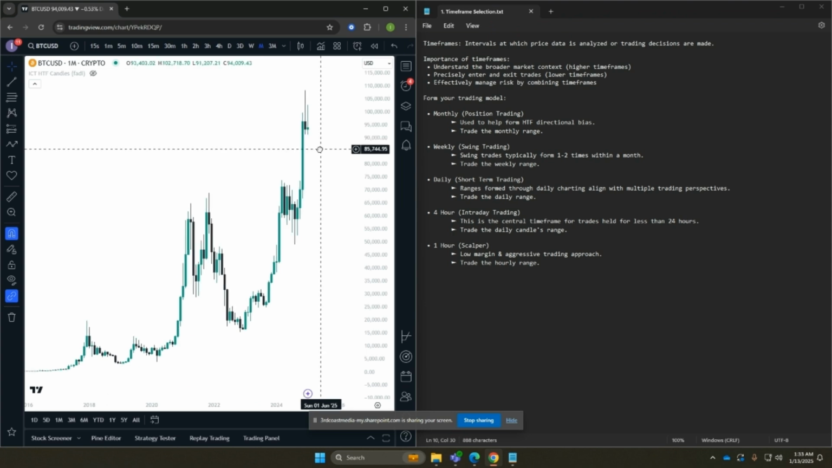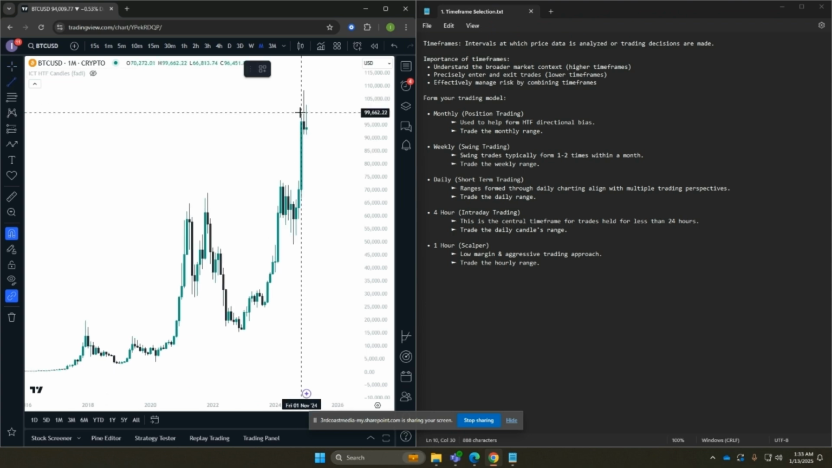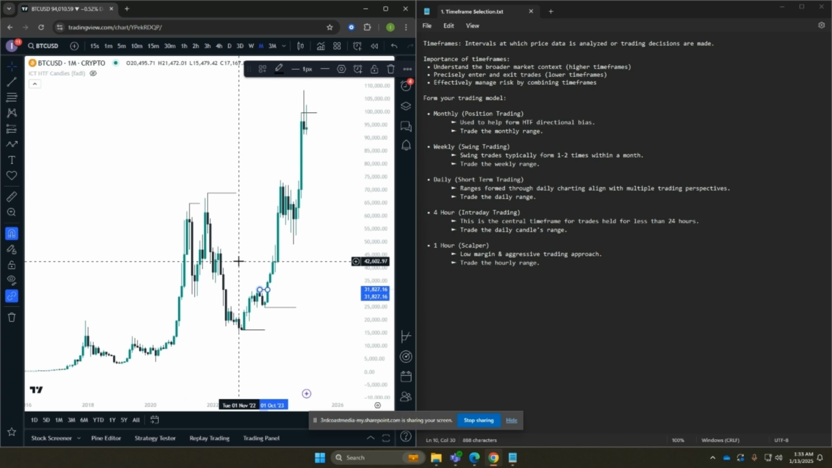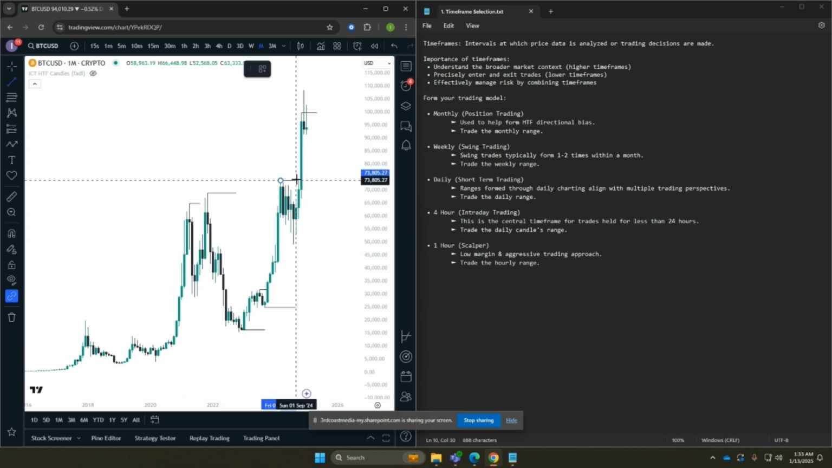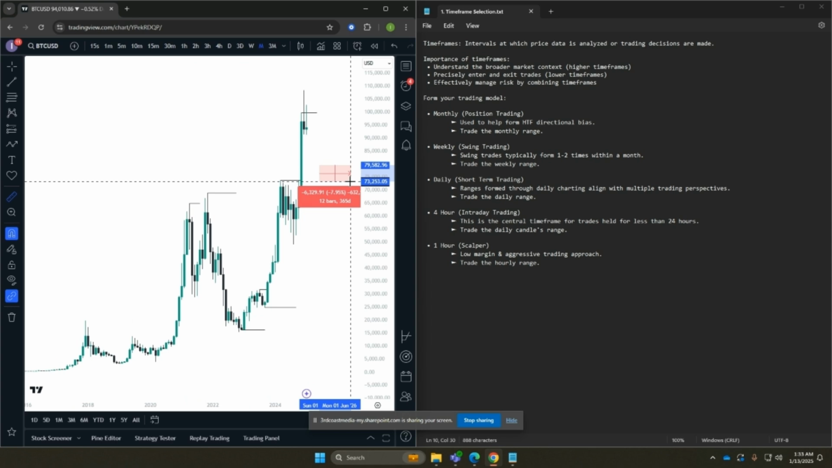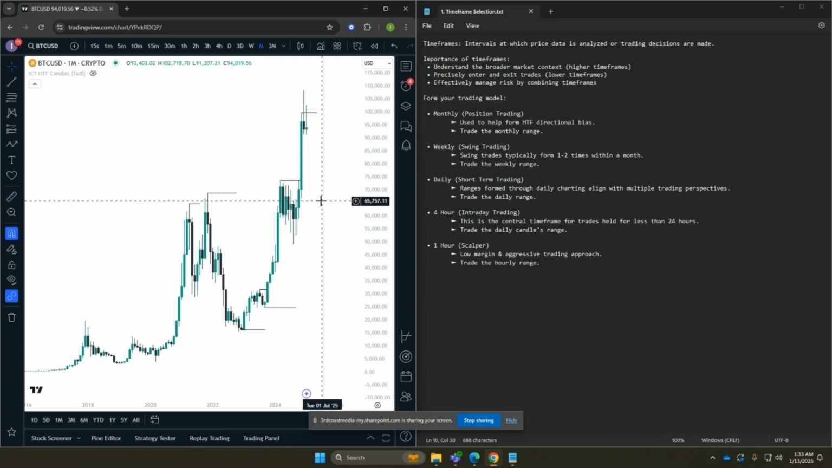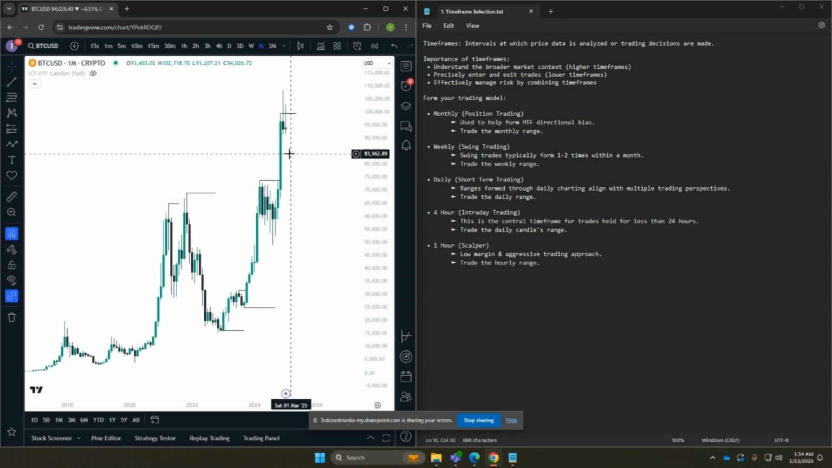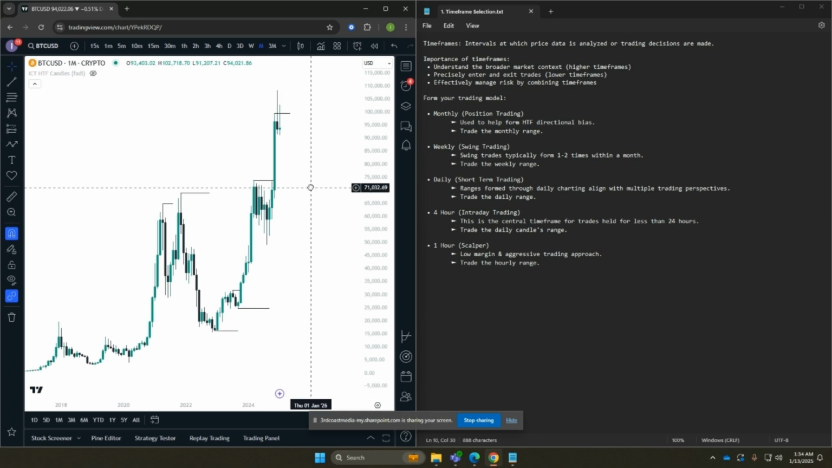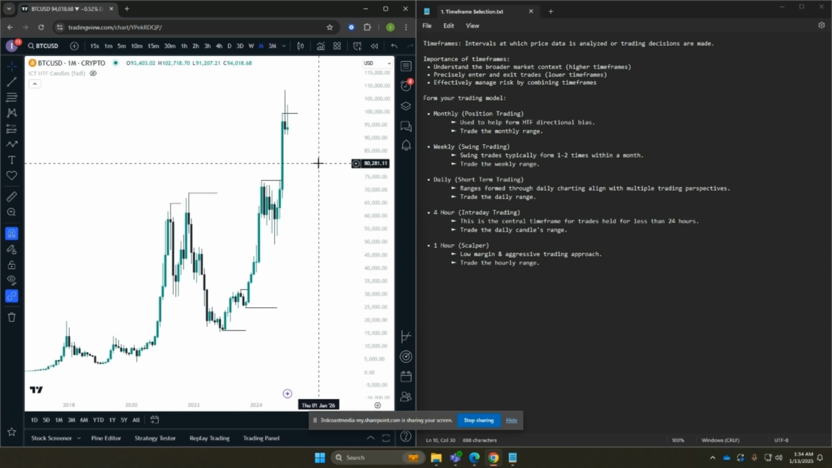So if you start with the monthly, you can begin to see we have tops or highs, and we have lows. Same thing here. We have highs. So this is not really anything strategic. This is just marking little things just to show you. And then if we really want to drill down further, we can go to the lower time frames, which we'll discuss.